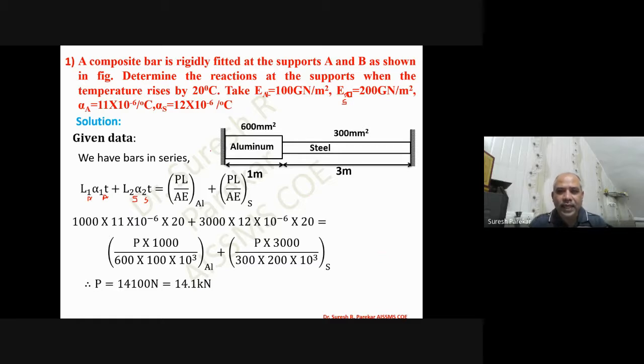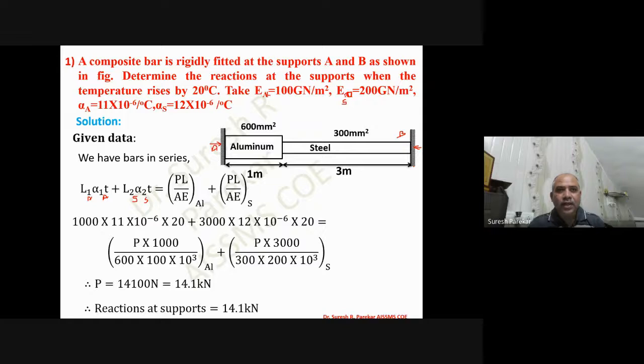This P is for both, and therefore the reactions at both supports, at A and at B, are the same. That is 14.1 kilonewton, because we have summation Fx equal to 0, Fy equal to 0. Now as we have a temperature increase, automatically we have compressive reactions. If we plot this reaction of 14.1 kilonewton, we get RA in this fashion, and at B in this fashion, and by this we get summation Fx equal to 0.